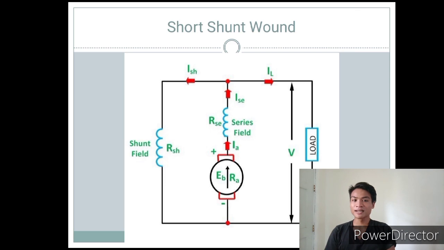The connection diagram of a short shunt wound generator is makikita sa picture. In this type of DC generator, the field is produced by the shunt as well as the series winding. Sa type daw na short shunt wound, yung DC generator is yung field is napoproduce sa shunt as well as series winding. Yung shunt at yung series winding ay napoproduce doon sa may field.